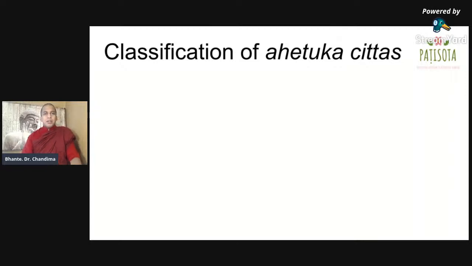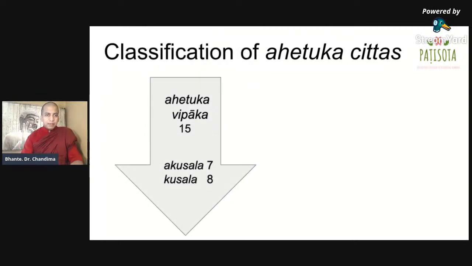Okay, classification of ahetuka chittas. How do we classify ahetuka chittas? As I told you, out of 18 ahetuka chittas, rootless chittas, 15 are vipaka. That means these 15 mostly come from the kamma that we were born with. So that has an influence each time we have one of these ahetuka akusala vipaka chittas or ahetuka kusala vipaka chittas. But don't worry about it.